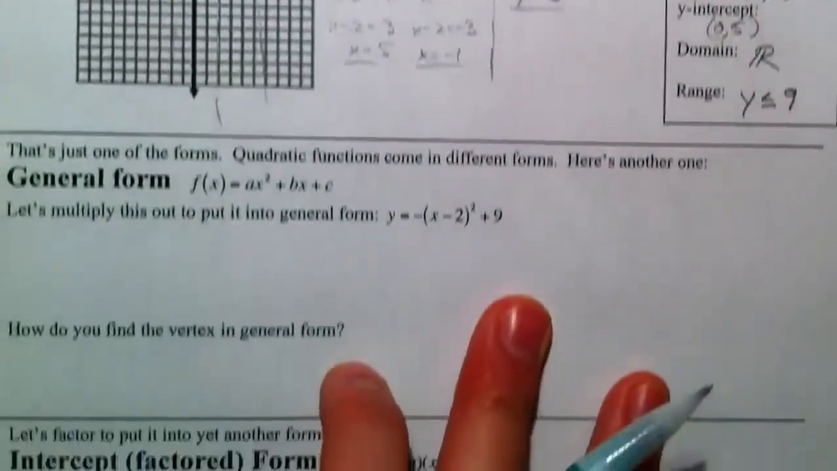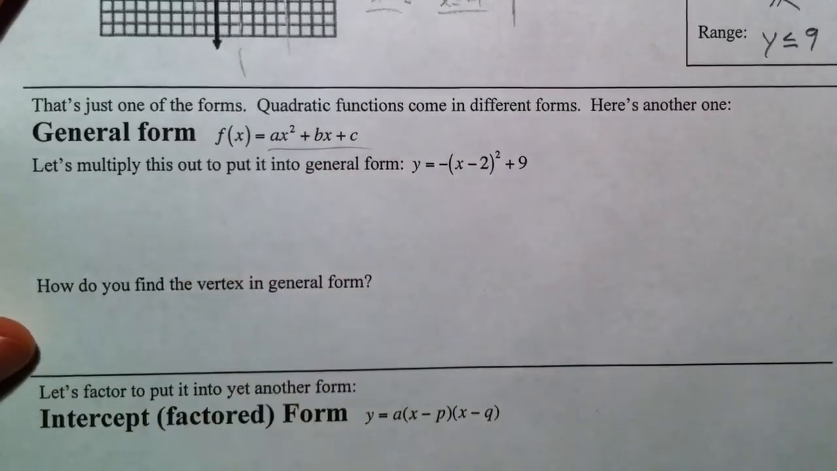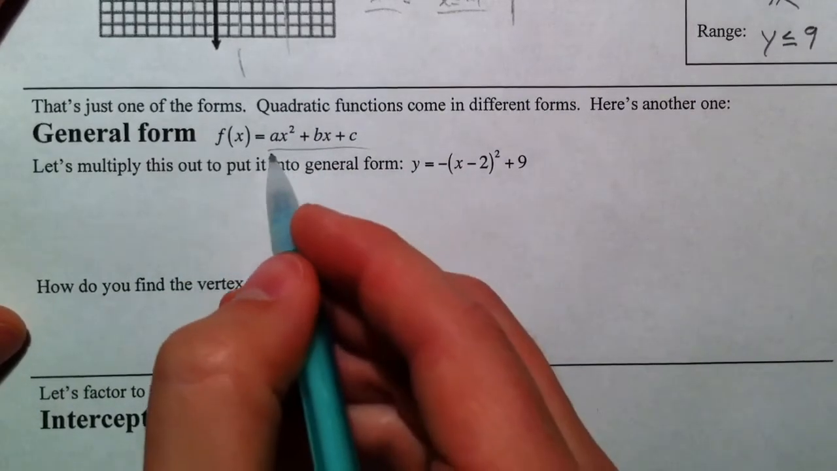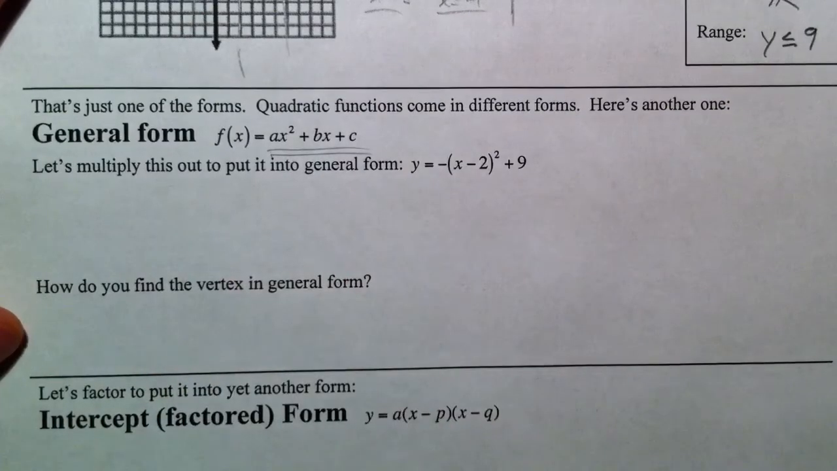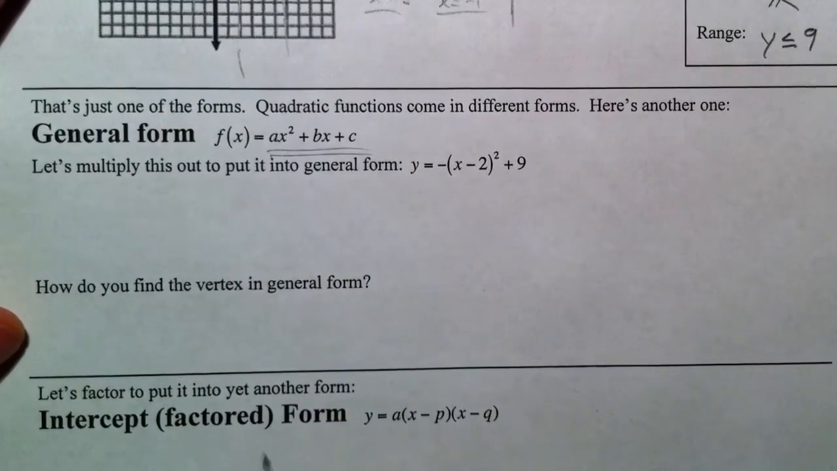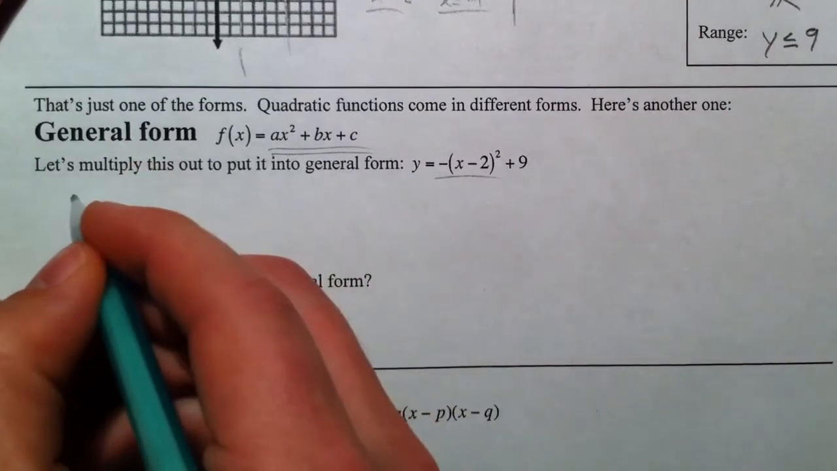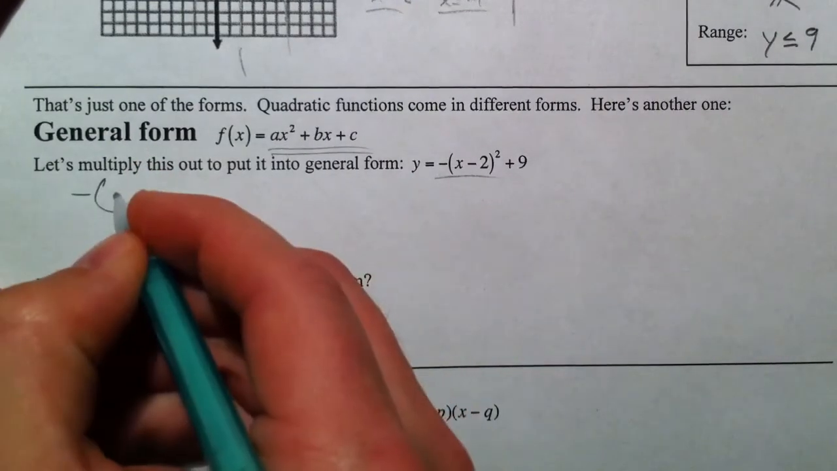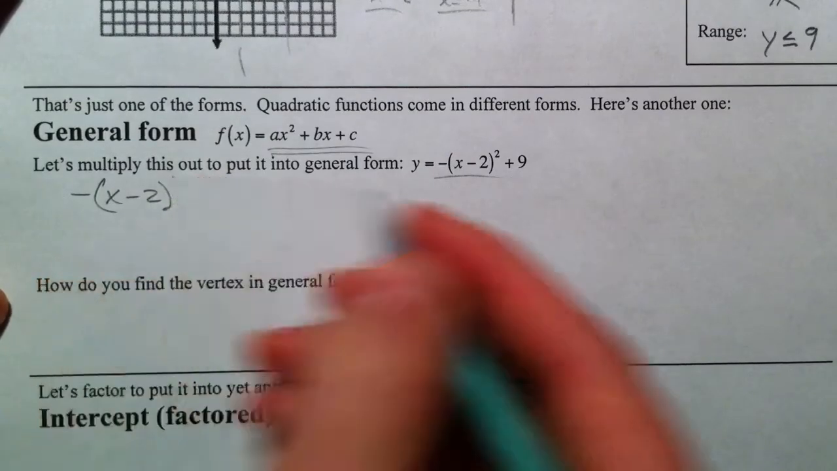Let's multiply this out, and if we multiply it out, we get what we call general form. And this is probably what you're used to, ax squared plus bx plus c. You use it for the quadratic formula, things like that. When you multiply this out, you have to be very careful with this squared. That squared does not get distributed into that.